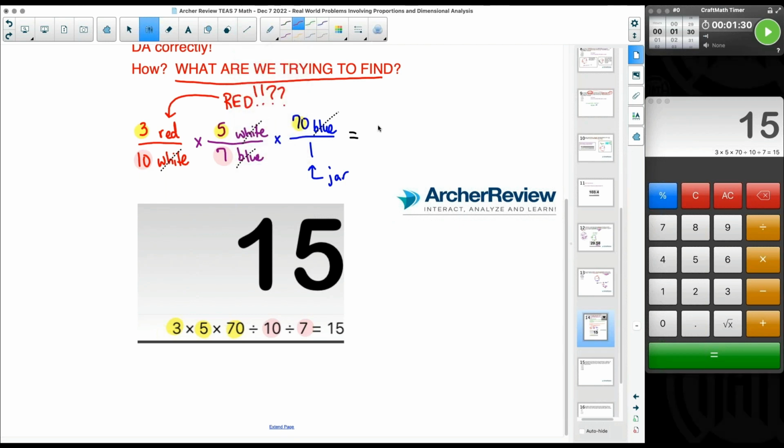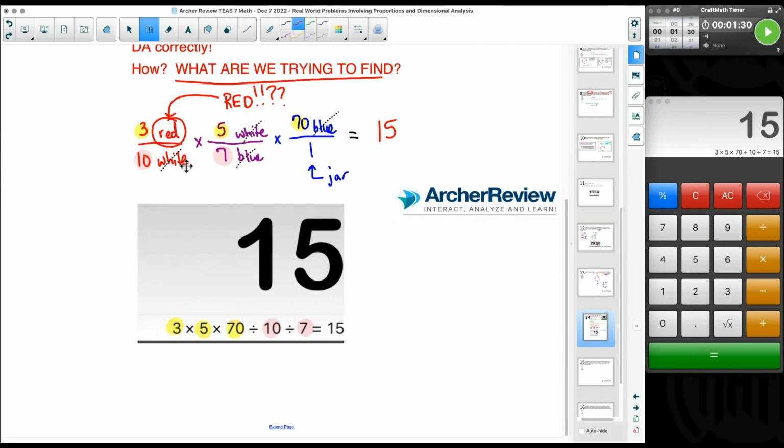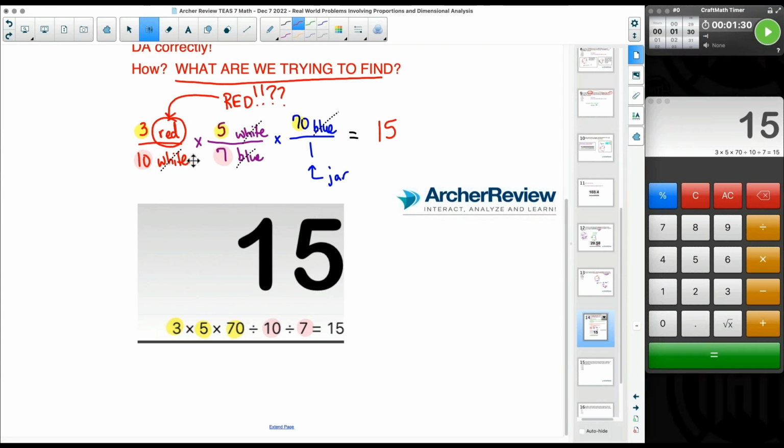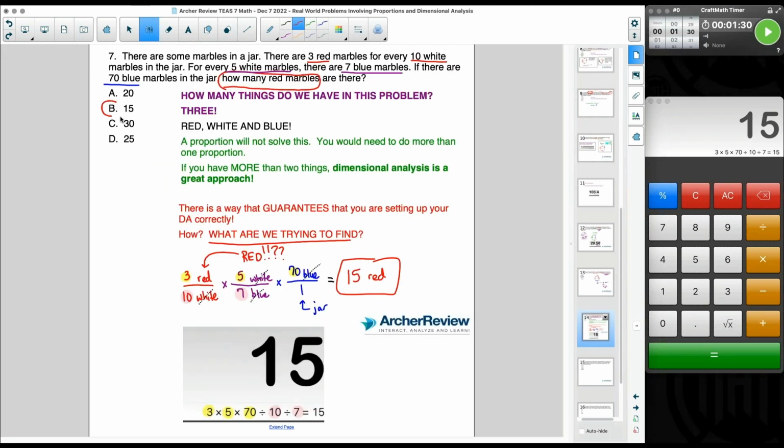So our final answer is 15. 15 what? It's the only word we didn't cross out. It's that word we started off with. It is that word that the question was asking us to find. 15 red. Now I know you're itching for another one, so that's what I got.